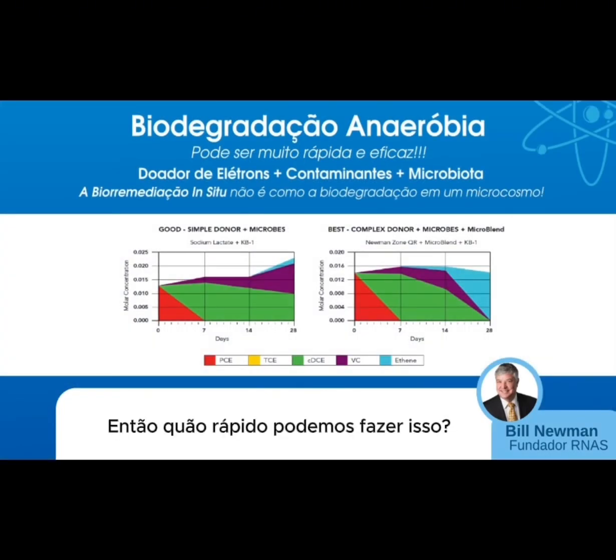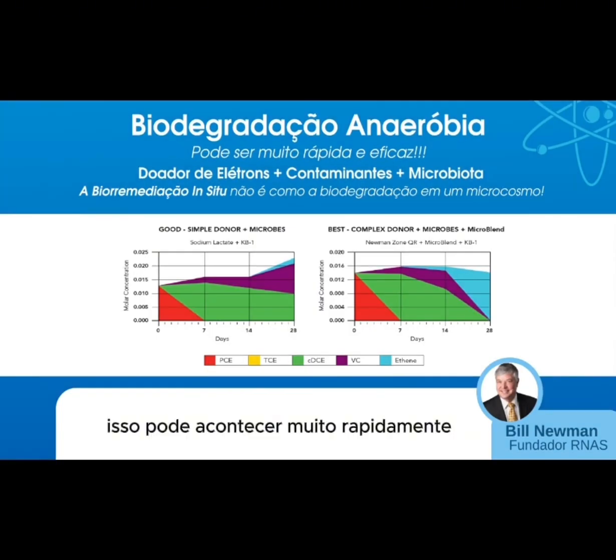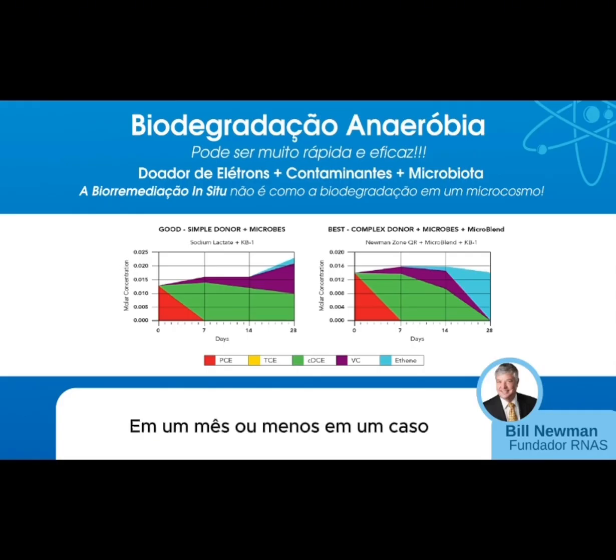So how fast can we do this? If we put everything in a bottle in a lab, it can happen pretty quickly. Here are two microcosm studies with 10 milligrams per liter of tetrachloroethene. The microbes are able to reduce that much PCE to ethene in a month or less in the one case. But that doesn't really happen in the ground for an in situ treatment, for a couple of reasons.